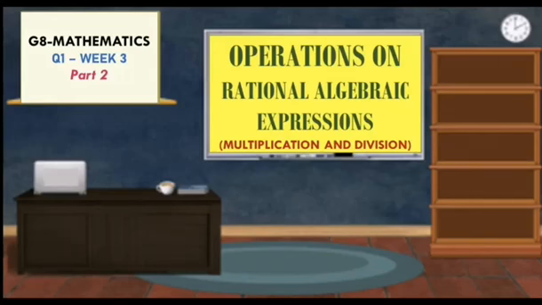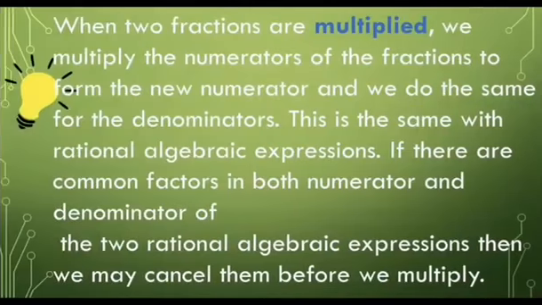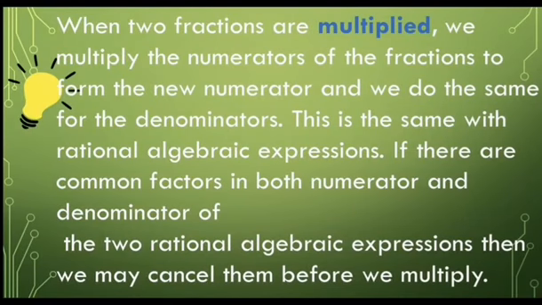This time, I'll continue with the discussion about operation on rational algebraic expressions, specifically about multiplication and division. When two fractions are multiplied, we multiply the numerators of the fractions to form the new numerator, and we do the same for the denominators. This is the same with rational algebraic expressions. If there are common factors in both numerator and denominator of the two rational algebraic expressions, then we may cancel them before we multiply.